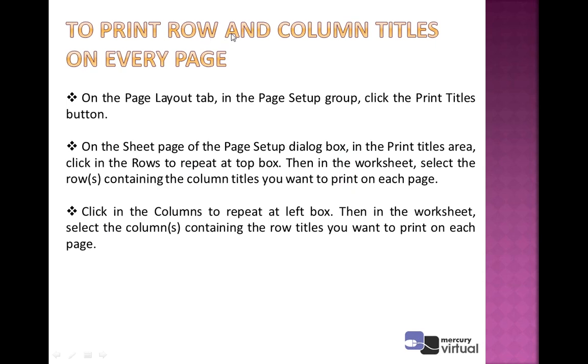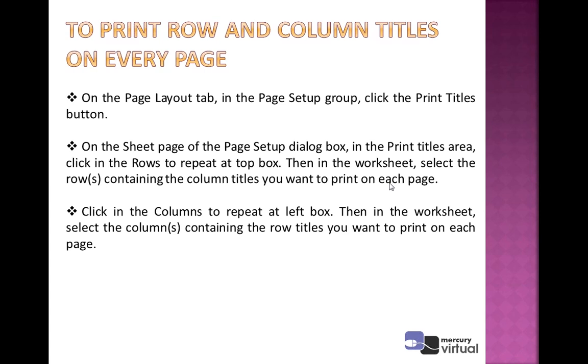Next is how to print row and column titles on every page. Go to the Page Layout tab. In the Page Setup group, click the Print Titles button, means click on Print Titles. On the Sheet tab of the Page Setup dialog box, in the Print Titles area, click in the Rows to repeat at top box. Then in the worksheet, select the rows containing the column titles you want to print on each page. Means select the rows and the columns which you want to print on every page.